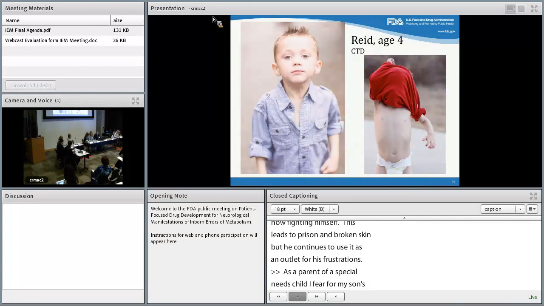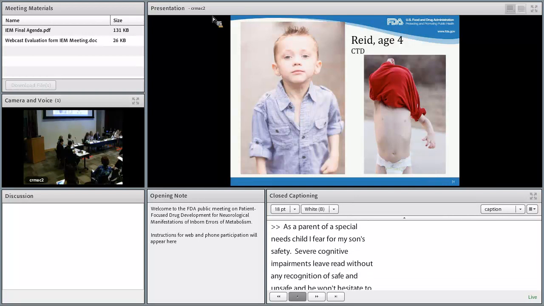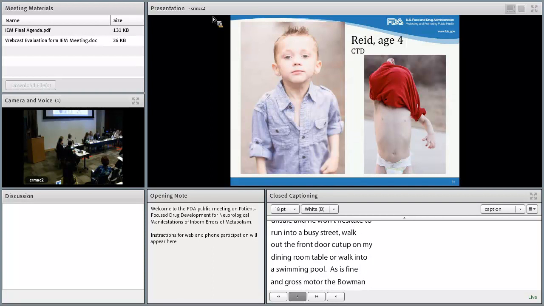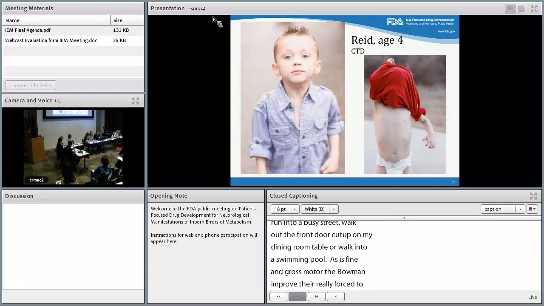Severe cognitive impairments leave Reed without any recognition of safe and unsafe, and he won't hesitate to run into a busy street, walk out the front door, jump on my dining table, or walk right into a swimming pool. As his fine and gross motor development improves, we're really forced to address these safety issues head on. While he's now equipped with the ability to climb, open doors, and run, he's still cognitively unaware of the dangers involved. Reed does not respond to commands such as no, stop, or come, so we're always on guard. We're discovering locks on doors just aren't enough.